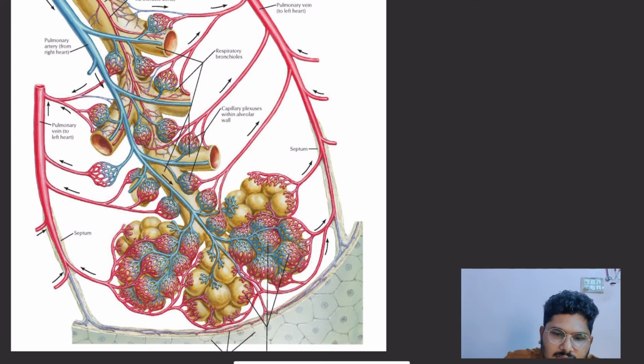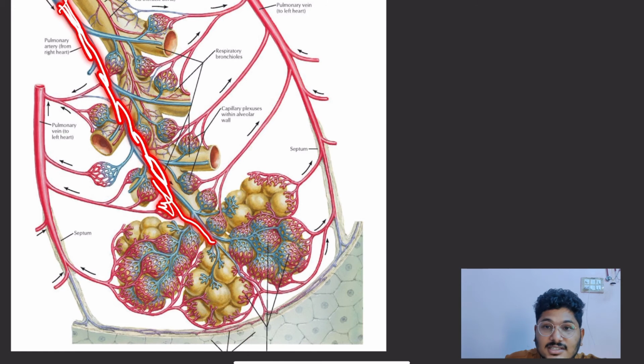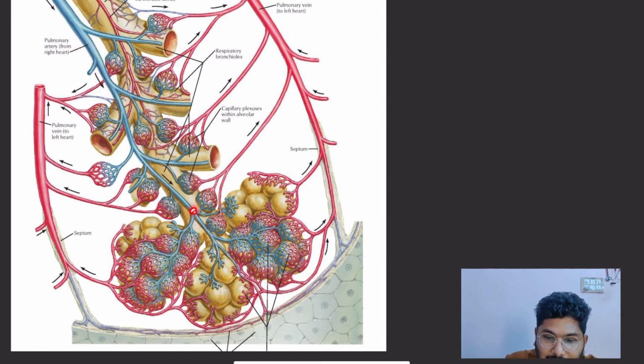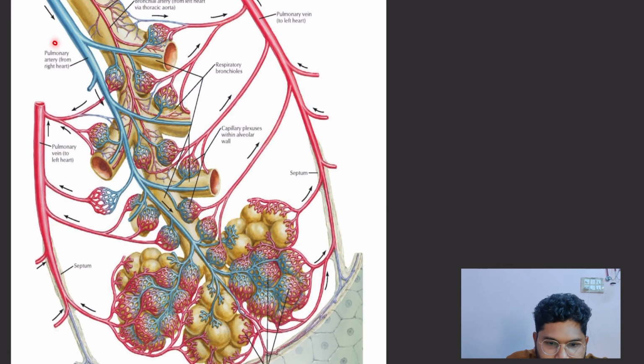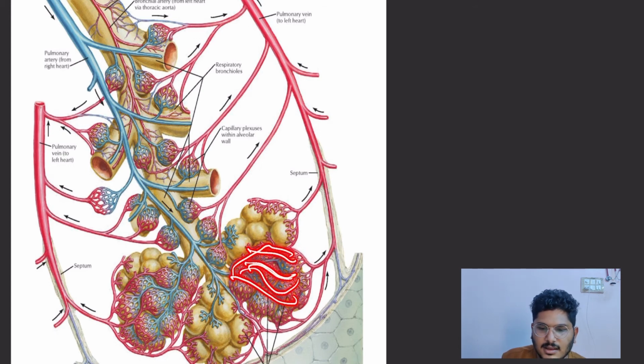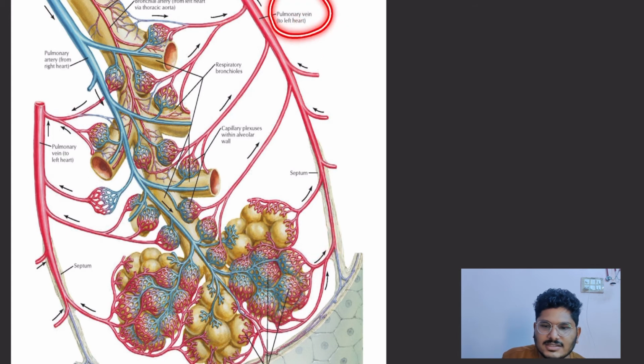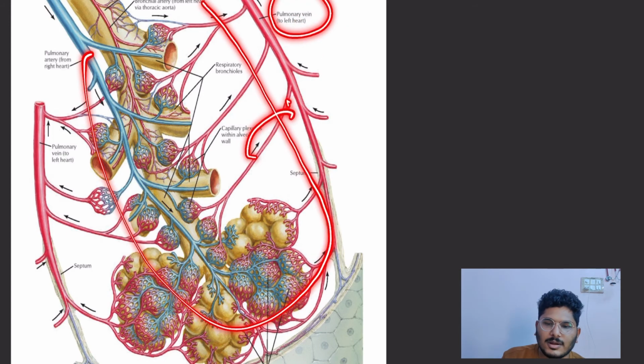Along with them, we have this blue labeled artery, the deoxygenated blood carrying artery called the pulmonary artery, coming from the right heart. Here it forms the capillaries at the alveolar capillary membrane, in the region of the alveoli, and after oxygenation, it enters another structure called the pulmonary vein, which goes towards the left heart, where it is present outside the bronchopulmonary segment.